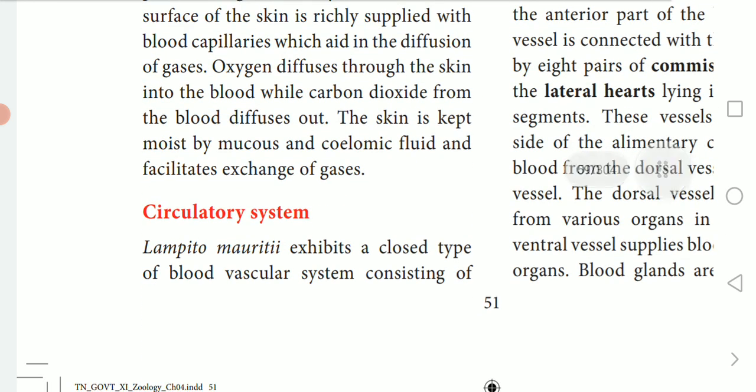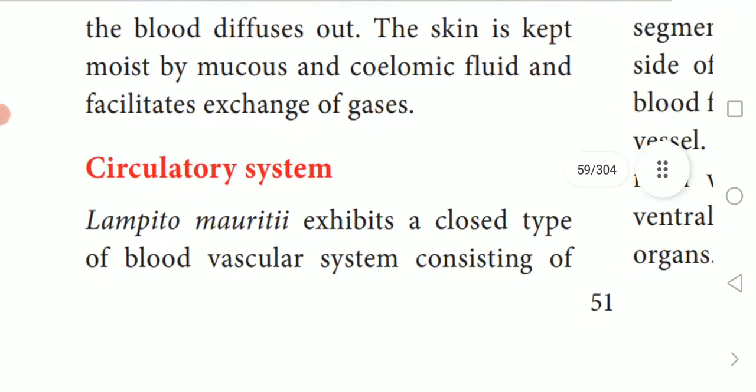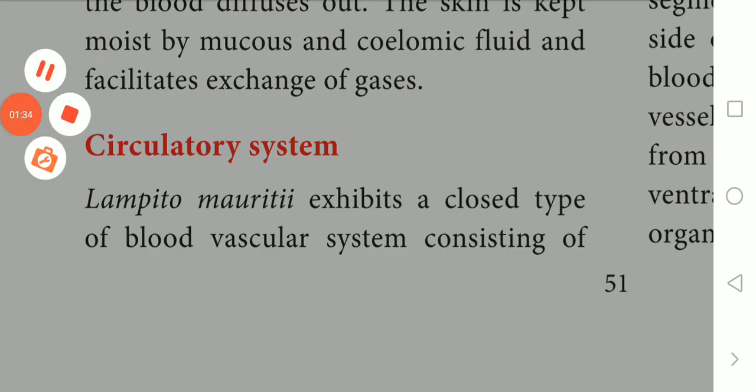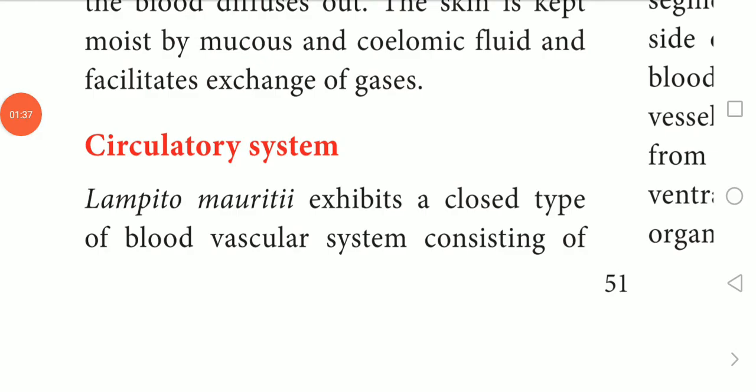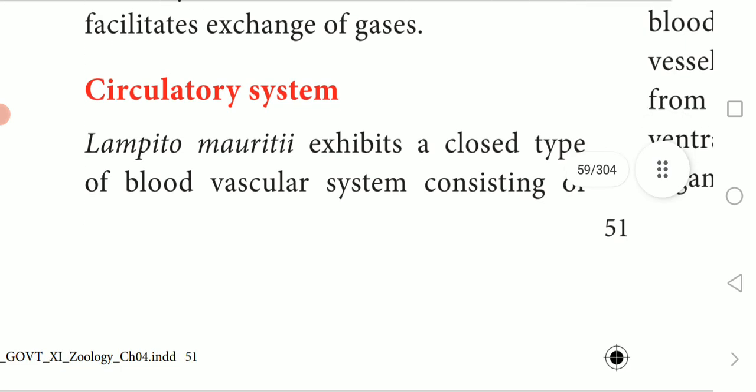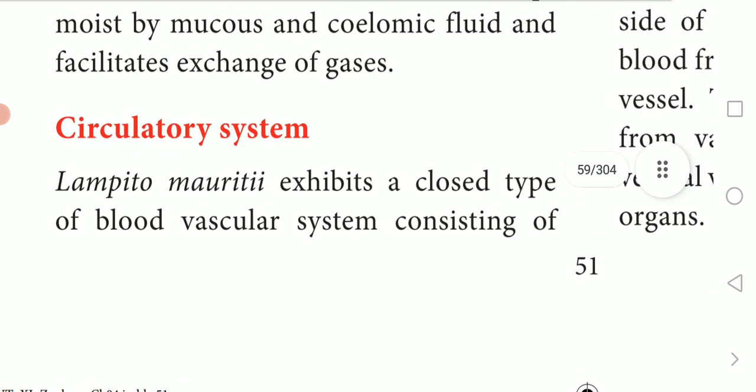The next topic we are going to see is the circulatory system. Here, what are the uses of the circulatory system? Which parts are used for that? In our human body, the heart and blood vessels are all used for the circulatory system. Here we'll see what parts are present in the circulatory system.